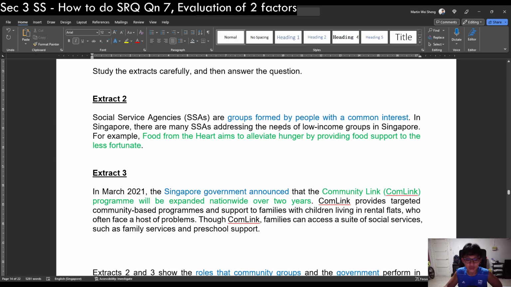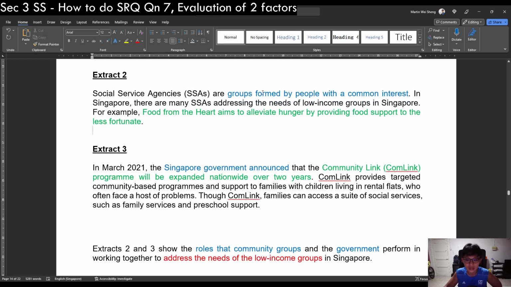First thing, after you read the extract, remember extracts are not sources, they are just meant to stimulate your thinking and help you to recall what you have learned in class. In the extract, they would always give you the factors, followed by the dynamic content. In this practice, social service agencies are groups formed by people with a common interest. These groups refer to the community groups.